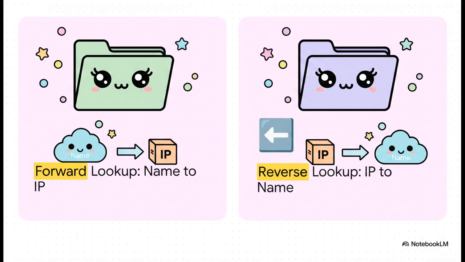Pretty straightforward. But sometimes a system needs to verify who a specific number actually belongs to, and that's where the reverse lookup zone comes in. It does the exact opposite, taking an IP address and resolving it backward into its assigned host name. For instance, if you're an IT admin hunting through security logs that only show raw IP addresses, you're going to rely heavily on reverse lookups to identify the actual machines involved.